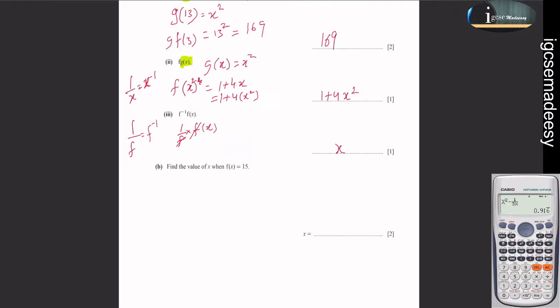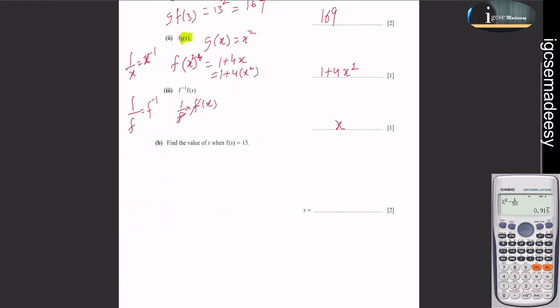Find the value of x when f of x is 15. So f of x is 1 plus 4x. So 1 plus 4x we have to equate to 15. And 4x equals 15 minus 1, which is 14. And x will be equal to 14 by 4. So 14 divided by 4 is equal to 7 by 2, which can be written as 3.5. So value of x is 3.5.